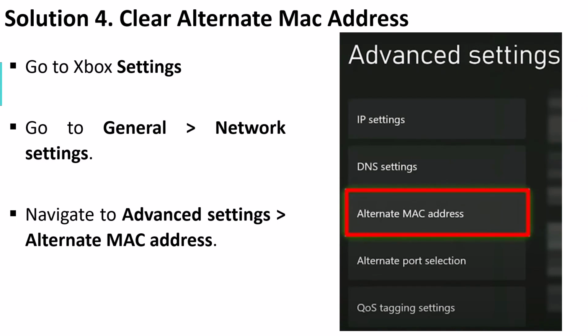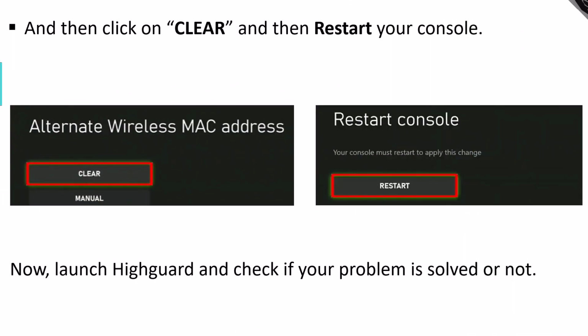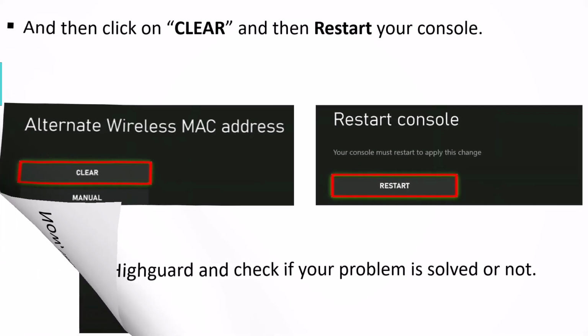Solution 4 is to clear alternate MAC address. So go to Xbox settings, go to general, network settings, navigate to advanced settings, alternate MAC address and then click on clear and then restart your console. Now launch the Highguard game and check if the problem is fixed or not.